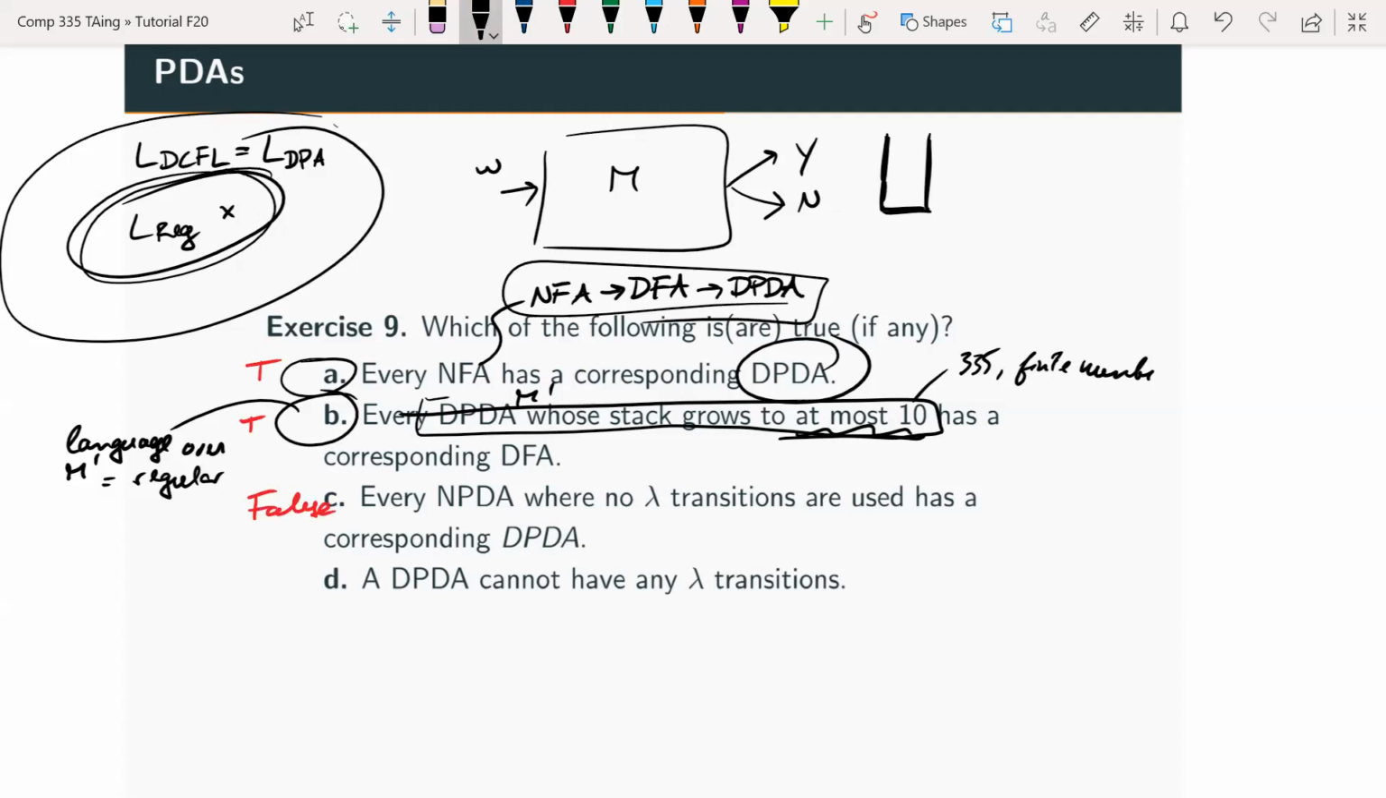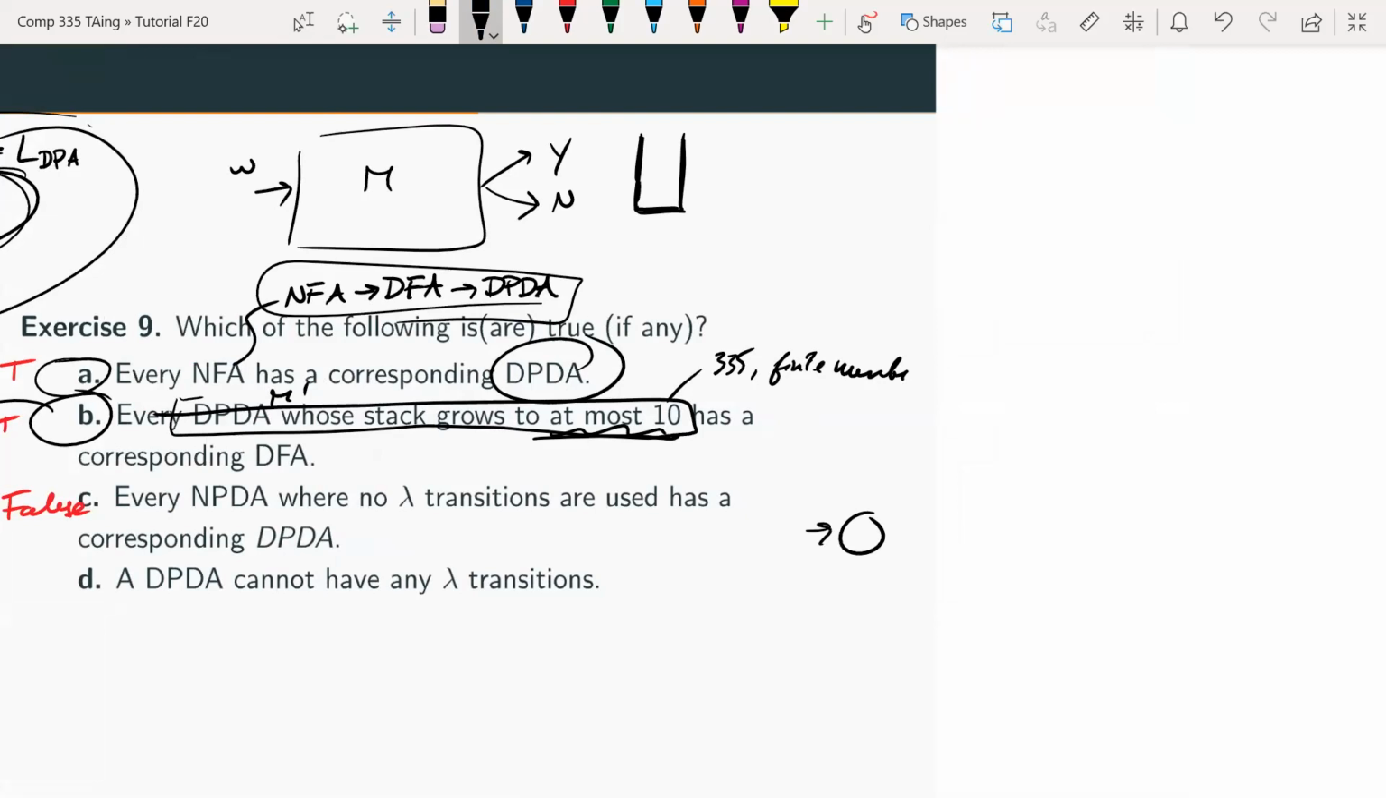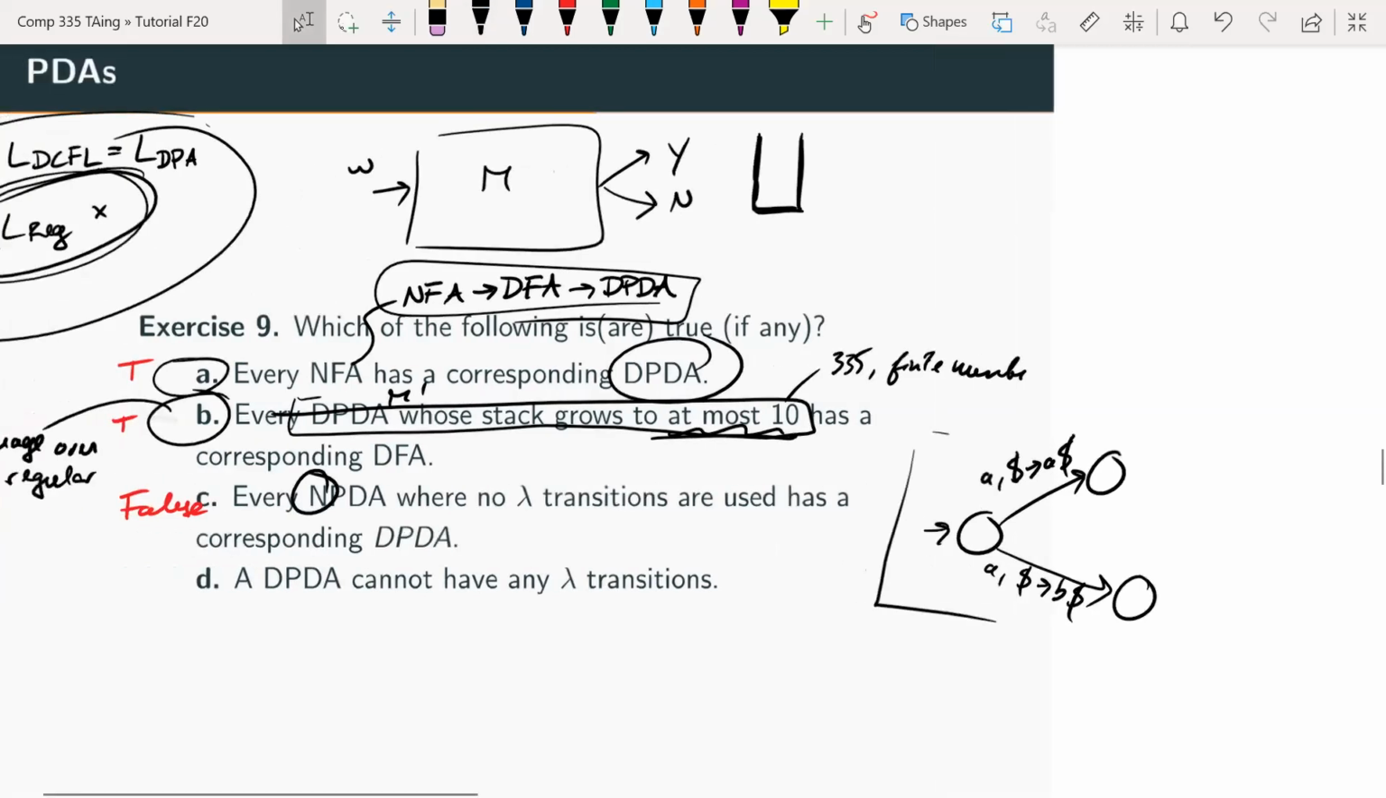You don't just need lambda transitions for something to be non-deterministic. Let's say you have a state and two choices. If you read an A and have the $ at the top of your stack, you could push an A and go here. Or, with an A and the $ at the top of your stack, you could push a B and go here. The fact that you have two choices means it is non-deterministic, so this NPDA does not have a corresponding DPDA. So that's why C is false.